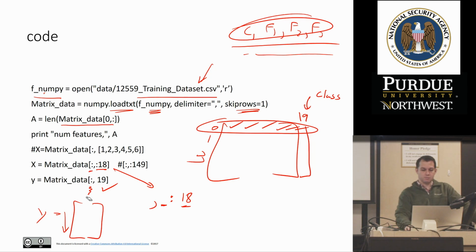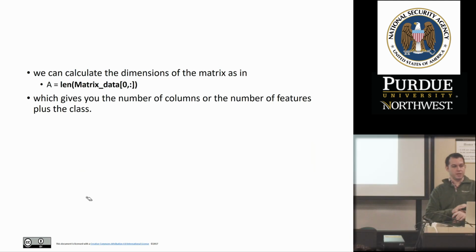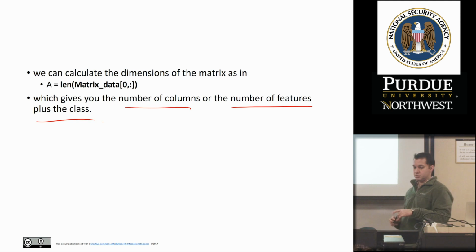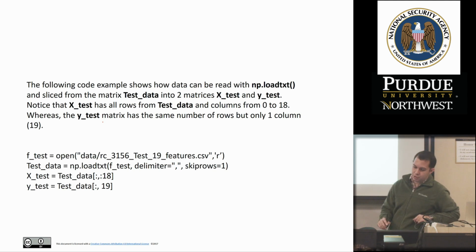All right, so let's keep going. Now we can calculate the dimensions of the matrix, as in that one, which gives you the number of columns, or the number of features plus the class, which is what I had indicated before. The following code example shows how data can be read with another method called numpy loadtxt and slice the matrix test data into two matrices, x test and y test.